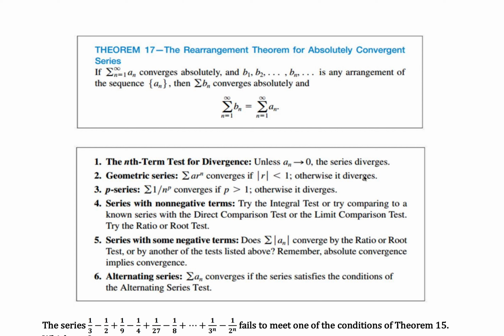We're going to look at what's called the rearrangement theorem for absolutely convergent series. And it says, if series A sub n converges absolutely, and B1, B2 through Bn is any arrangement of the sequence, then B sub n also converges absolutely, and their sums are equal. So I'm going to show you how this theorem can work in practice.